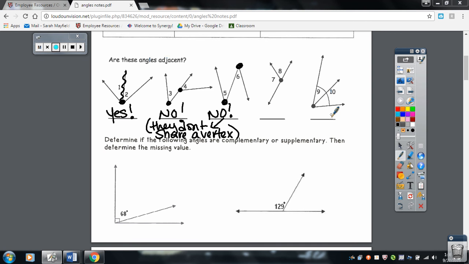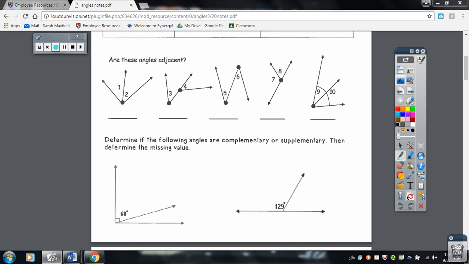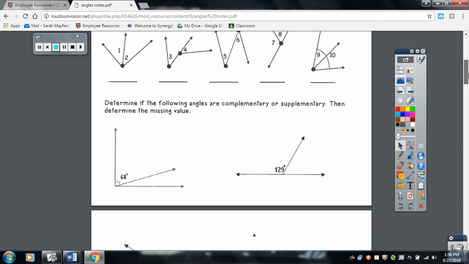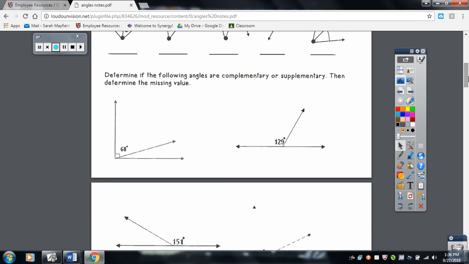Okay? So now if we erase this and we go back and we look at these problems, it says determine if the following angles are complementary or supplementary. Then determine the missing value. So if I look at this problem right here, I have 2 angles. I have this angle and I have this angle. Notice these two angles add up to equal 90 degrees because of that box there. So these are complementary.